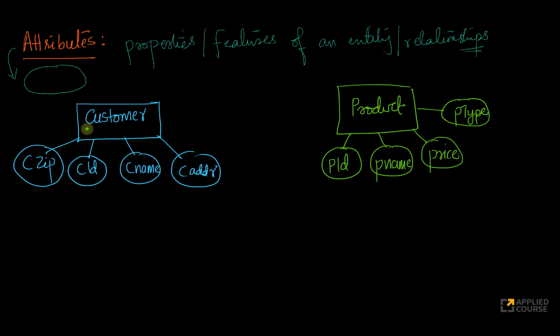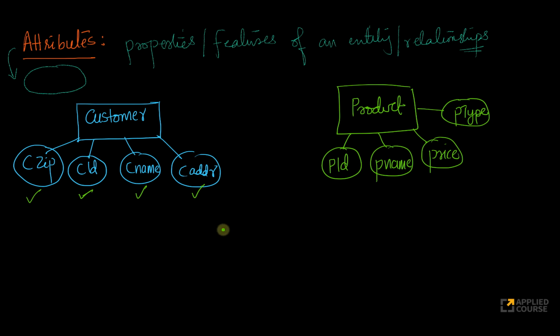For example, here I have customer as an entity, and given this customer, what all features or attributes can I have for a customer? I can have a customer ID, a customer name, a customer address, a customer zip code. All these are attributes corresponding to a customer. Similarly, if you take a product, you could have product ID, product name, product price, product type. All these are attributes of a product. I hope you're able to understand this.